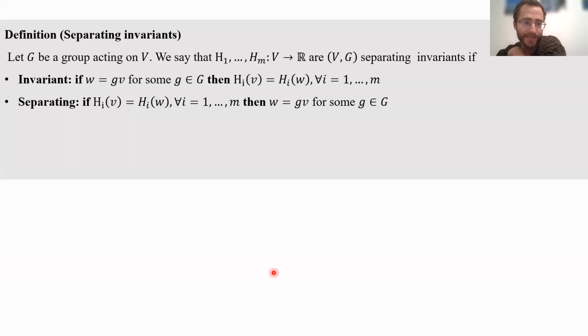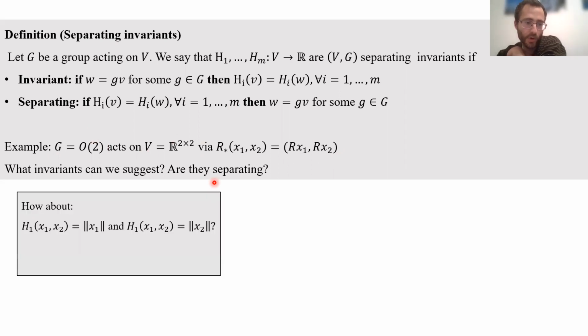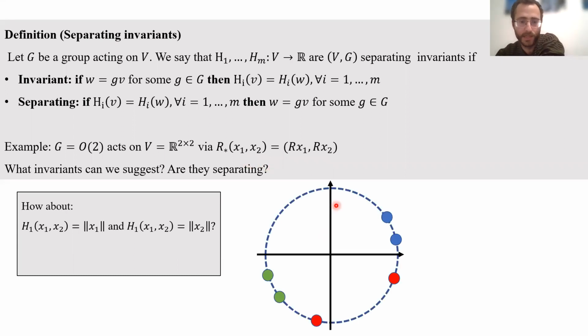Okay, let's see an example. Let's say we have our group, rotations in 2D, and it's acting on R^{2x2} just by rotating, right? So this is like 2 by 2 point clouds. So what invariants do we have for this type of action? One idea could be to look at the norm of the first point, which would be invariant to rotations, or the norm of the second point. Those are both invariant, but they're not separating. Why not? Both of them together are still not separating.